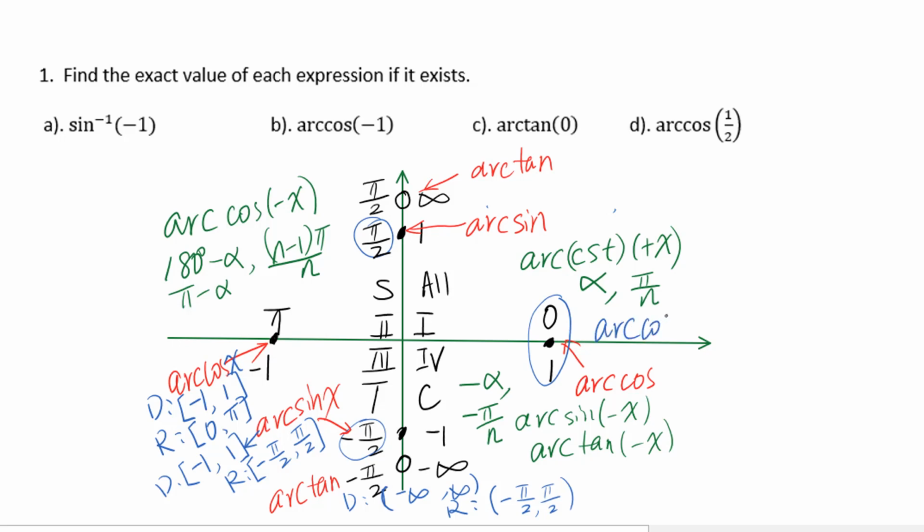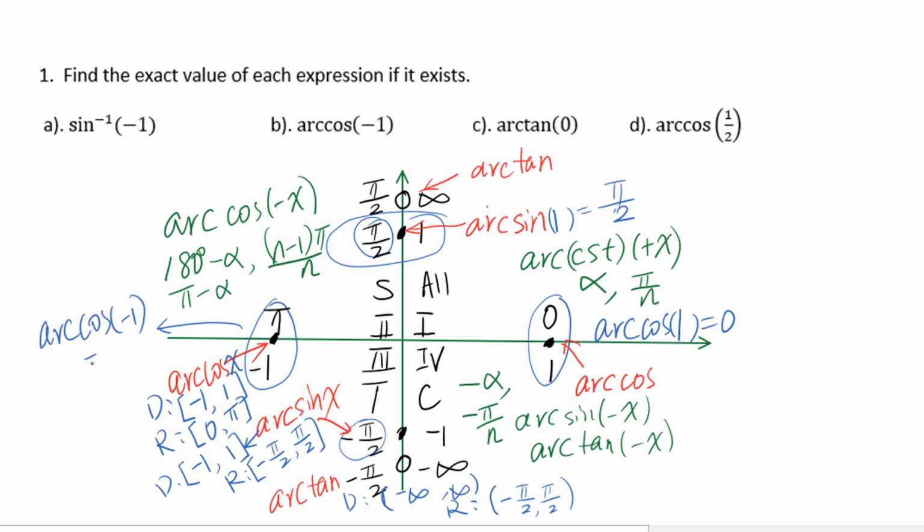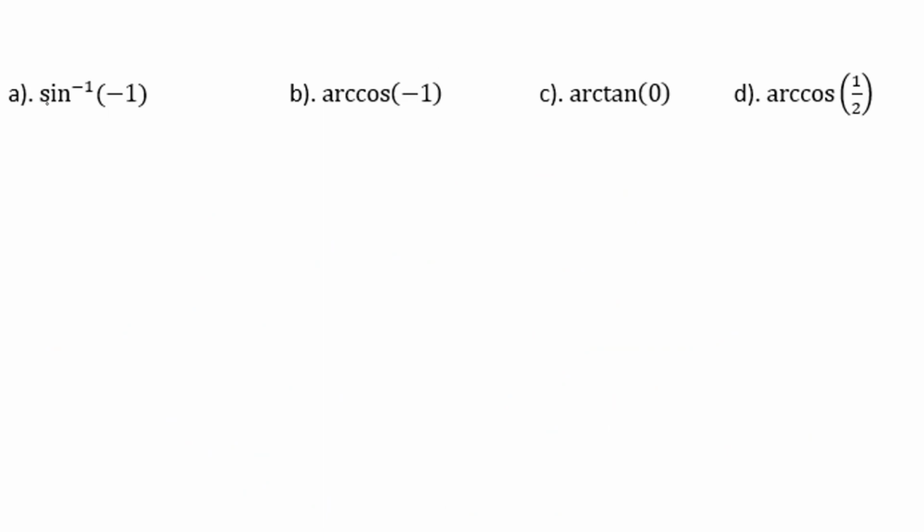This point shows arc cosine 1 equals 0. This point means arc sine 1 equals pi over 2. This point shows arc cosine -1 equals pi. This point shows arc sine -1 equals -pi/2. Let's go to A.